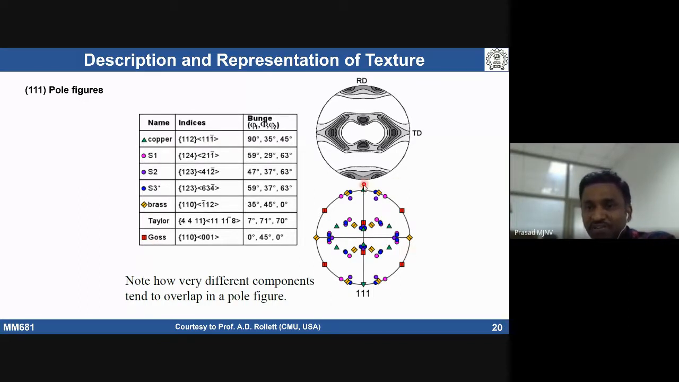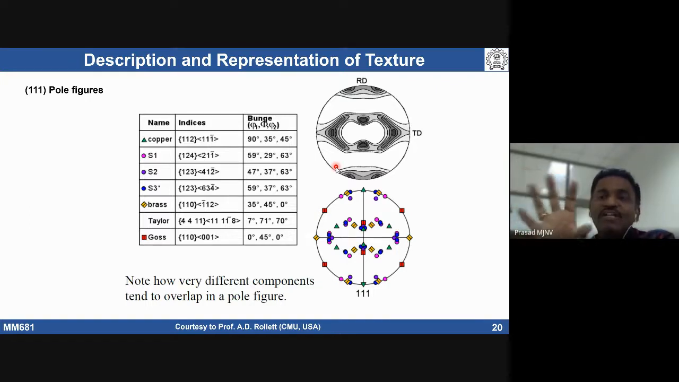The pole figure uses specimen coordinates RD and TD, and the poles are taken into consideration to identify what type of texture the material has. The major drawback is that there are so many components that they overlap each other. That is a problem in identifying the actual texture of the material. The volume fraction of a particular component is not easy to identify.